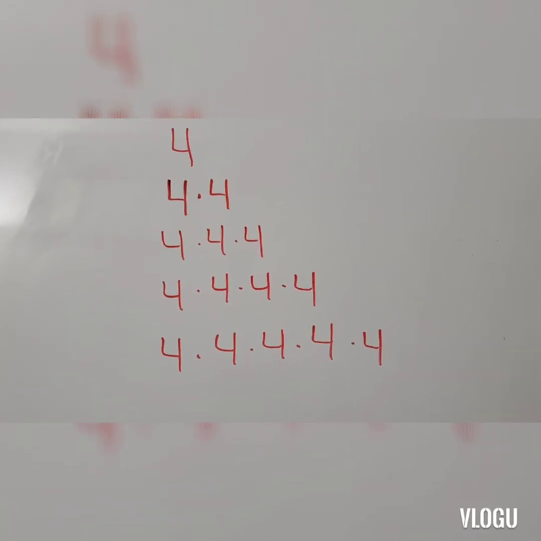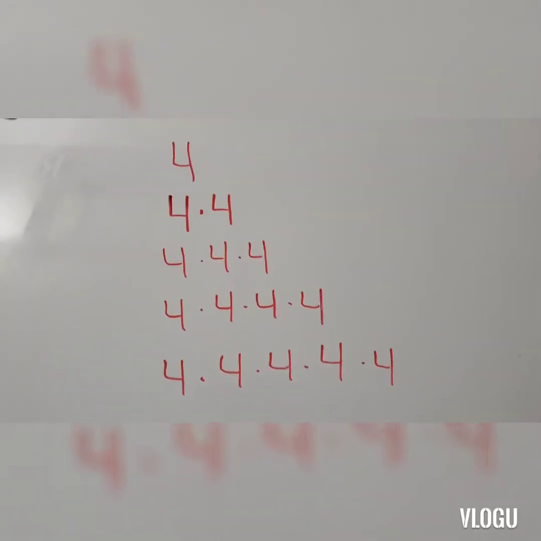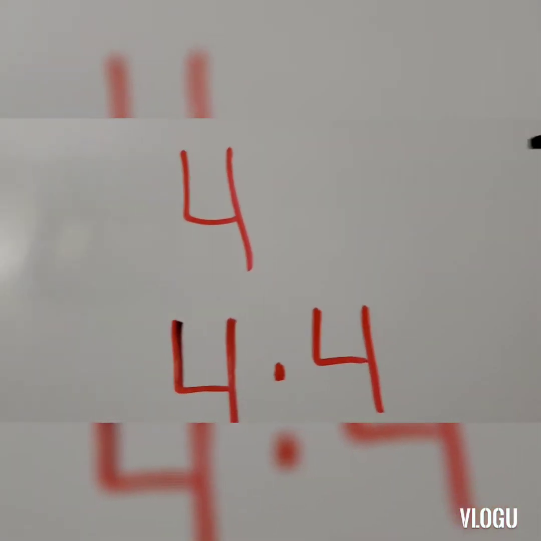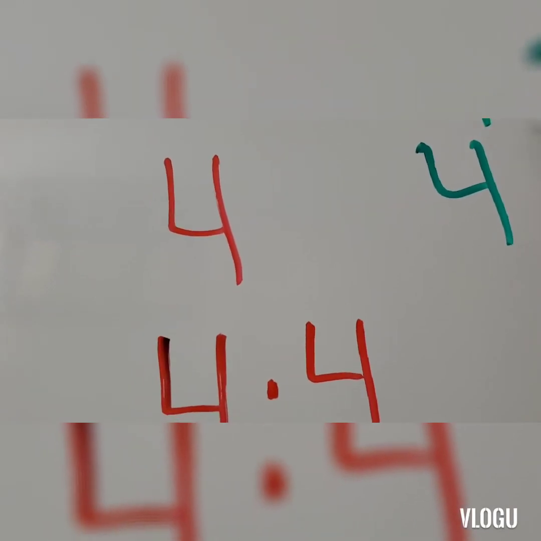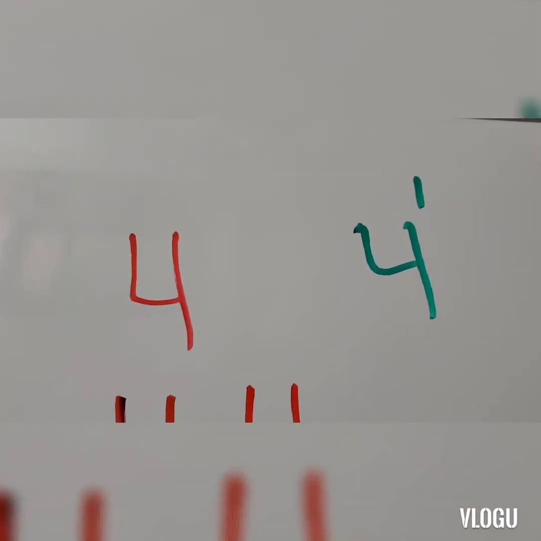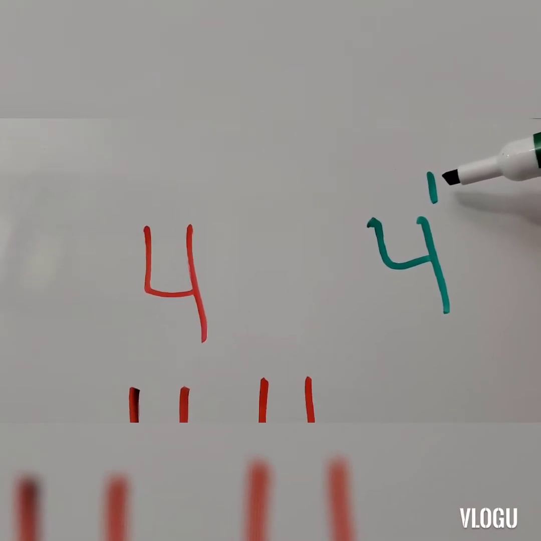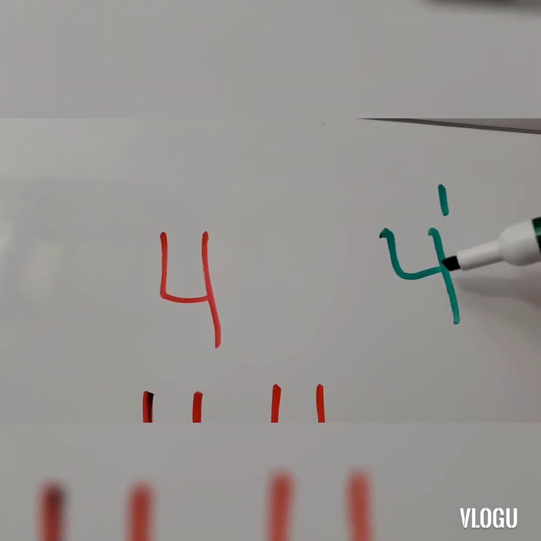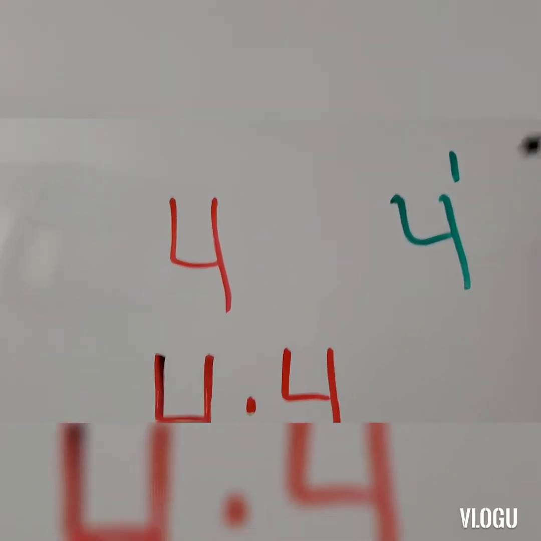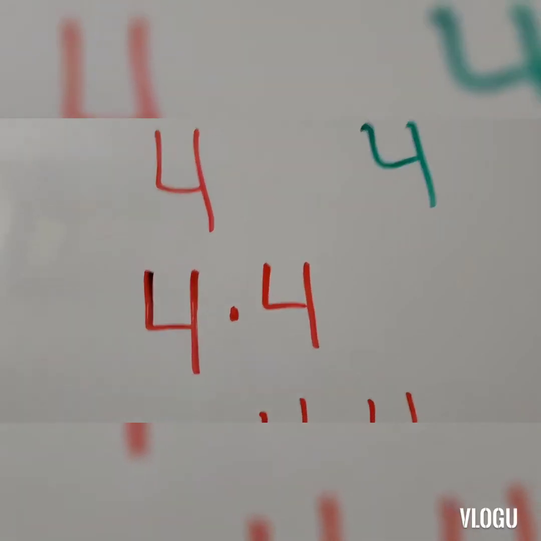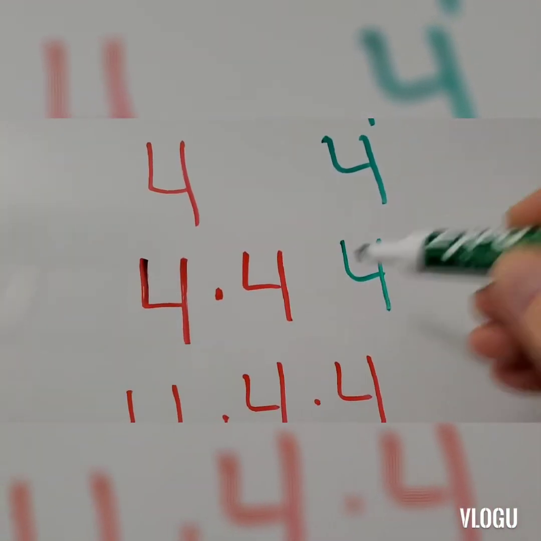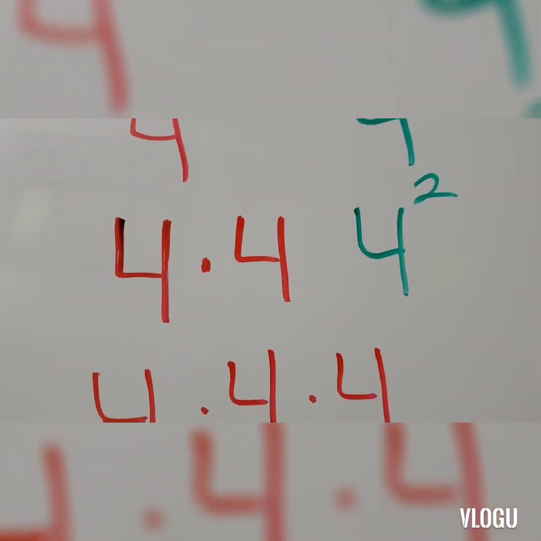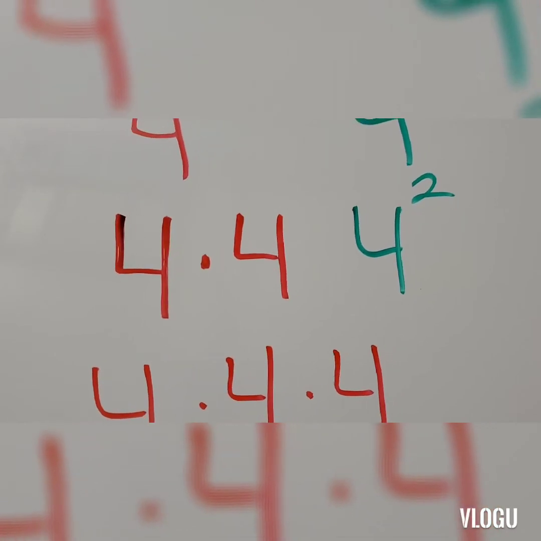And it's called exponents. So, in our first one, it's really 4 times itself just once. This is a power. It's 4 to the first power, or 4 to the power of 1. It just means it's 4 by itself. Here we have 4 times itself 2 times. So it's 4 to the power of 2, or 4 squared.